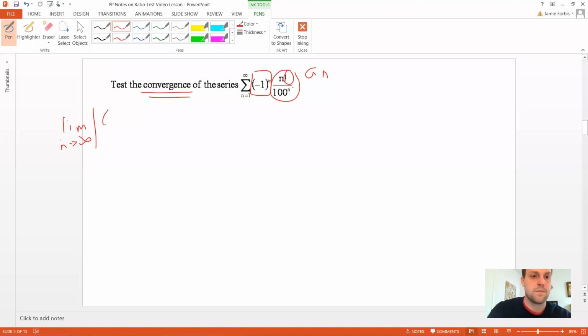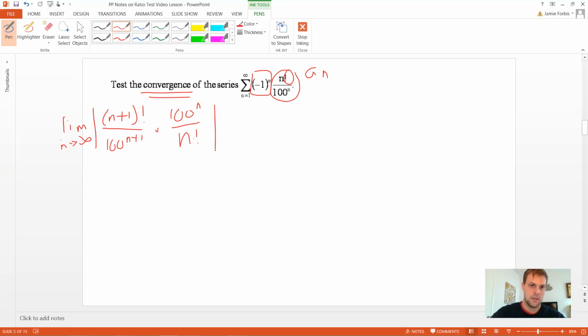And it's going to be n plus 1 factorial divided by 100 to the n plus 1. So there's your a sub n plus 1. Because we're dividing by a sub n, I'm going to do same change flip, and it's going to be 100 to the n over n factorial. Now we've got to simplify, figure out what the limit is, compare it to 1, and then we have our answer.